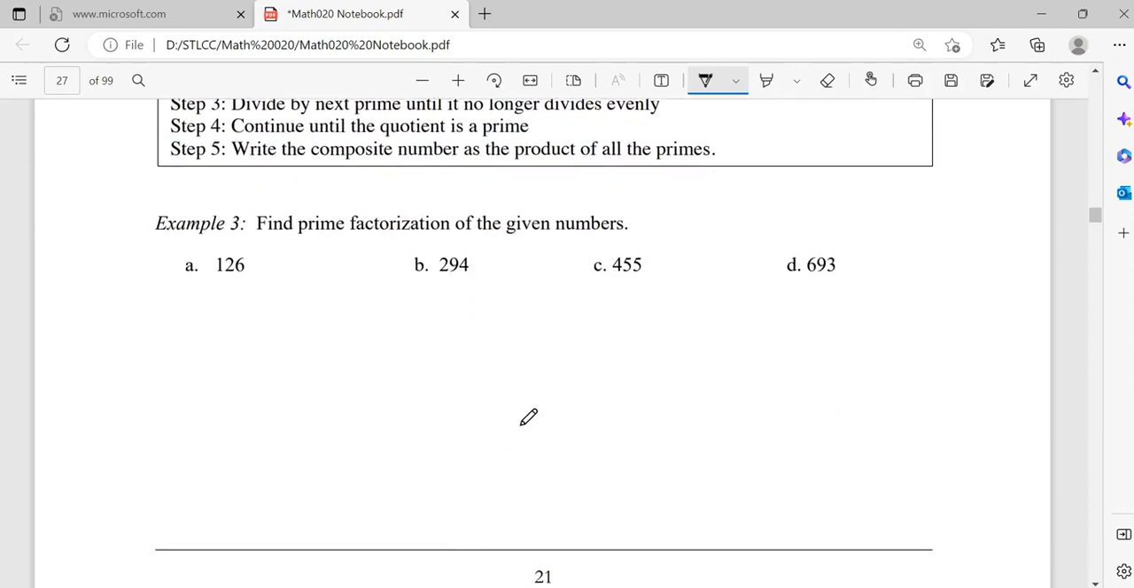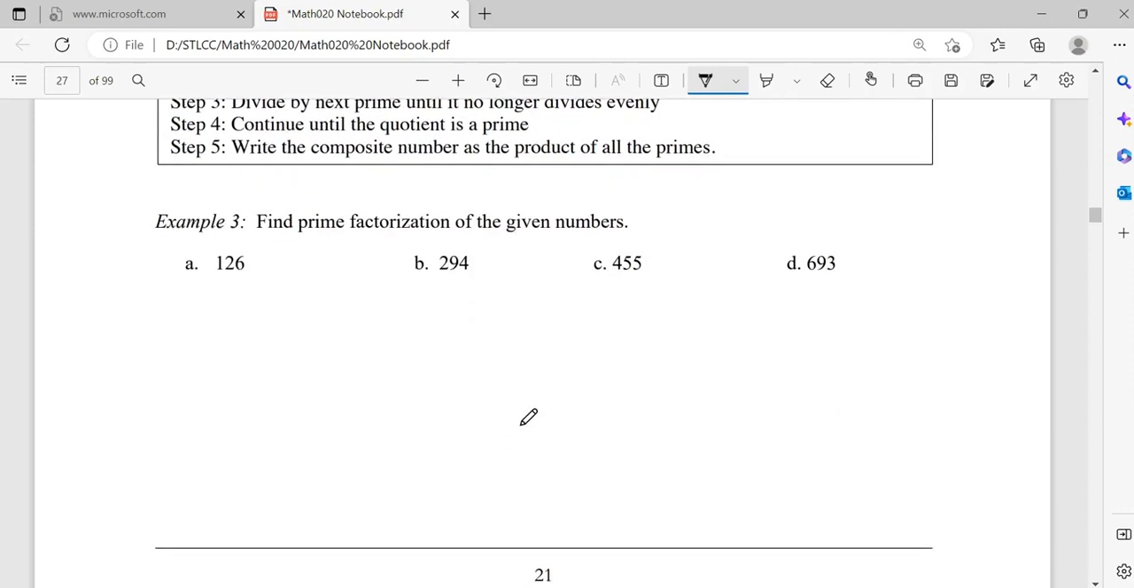All right, so let's go ahead and start with that. So we have 126. If I divide 126 by 2, it is divisible by 2, it's an even number. So 126 divided by 2 gives me 63. All right, so that's my first 2.